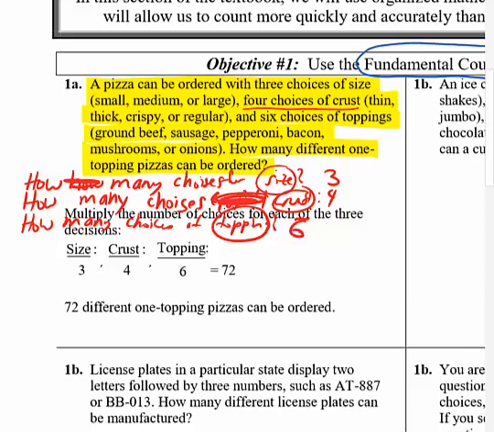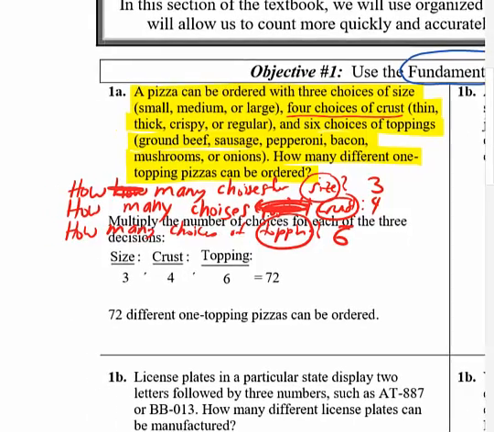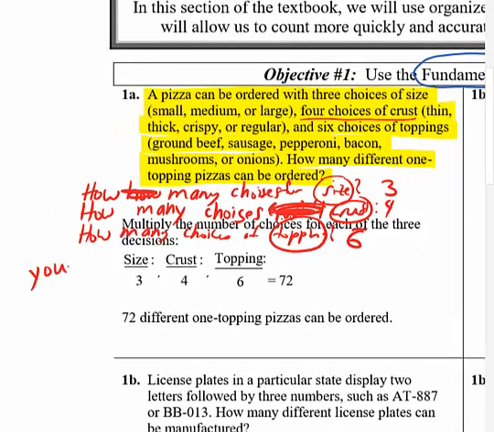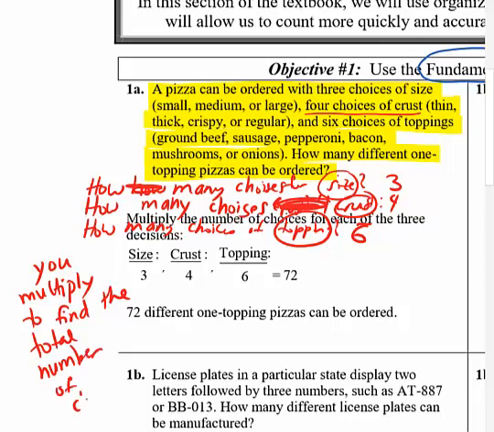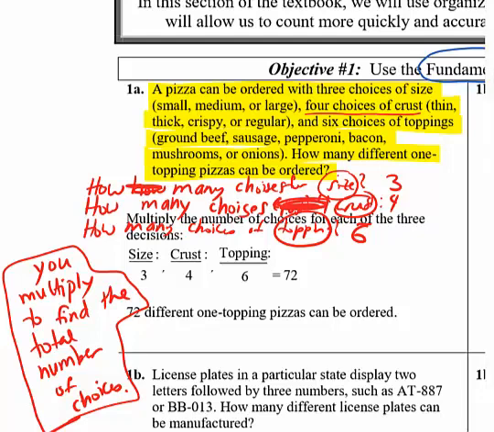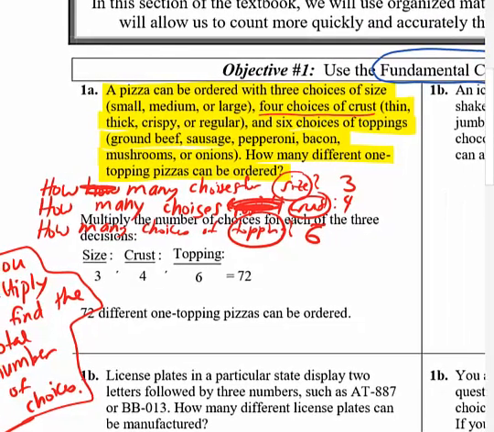If you have 3 choices to make and you want to know how many total choices there are, you multiply the number of choices for each one to find the total number of choices. And that goes for anything in real life. If you have a few choices to make and you want to know how many outcomes there were, think about the outcomes for the first choice, the second choice, the third choice, and then multiply them together.